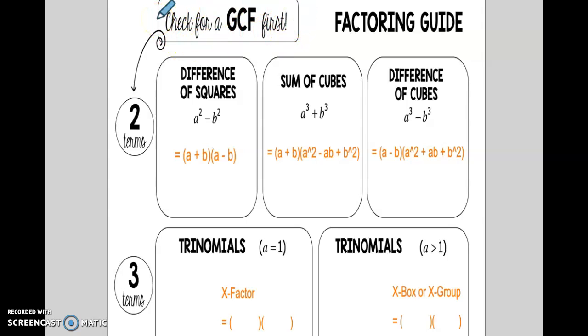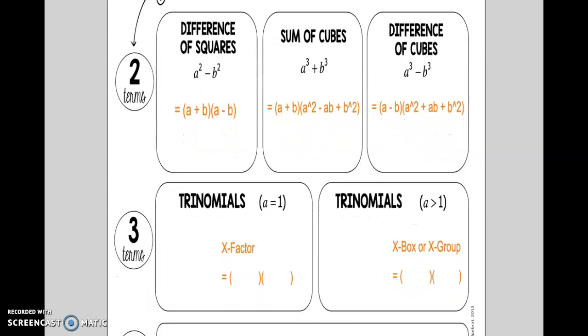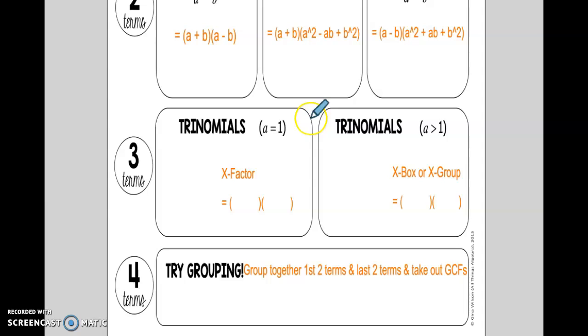Do that first. And then look and see if there's two terms. If it's a difference of squares, then we can factor it like this. If it's a sum or difference of cubes, then I'm going to talk to you today about some ways that we can factor those. Otherwise, if we have three terms, then we can factor like we've done with quadratics. So you can do x factor, meaning find factors of c that add to give you b, then those are your factors. If the a value is greater than 1, then we want to find factors of a times c that add to give you b.